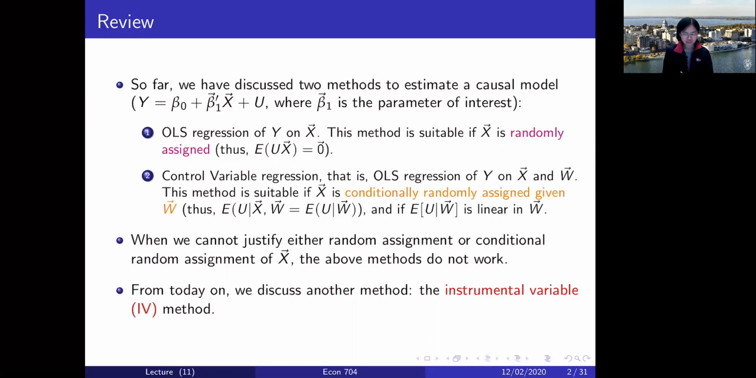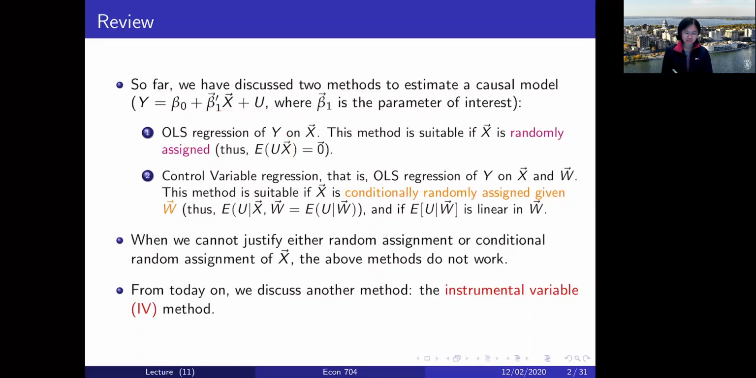One is simply running an OLS regression of the dependent variable on the vector of causal variables. And this simple method gives us a consistent estimator for the parameter of interest, beta 1, if the causal variables are randomly assigned. Or in other words, the precise condition that we need is for the error term to be orthogonal to all of the causal variables we include in this causal model.